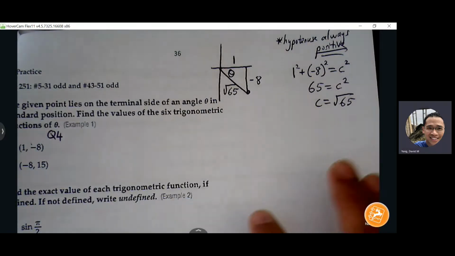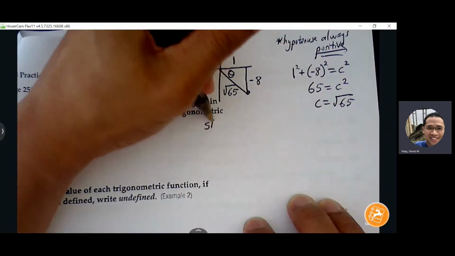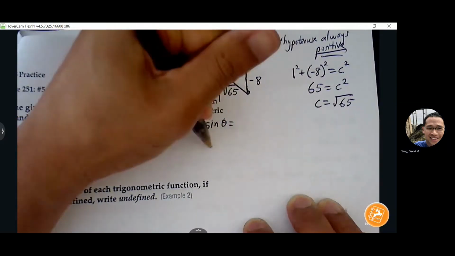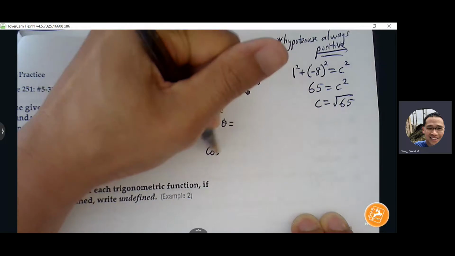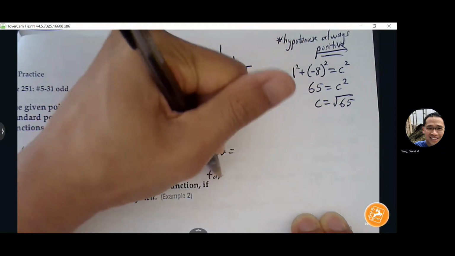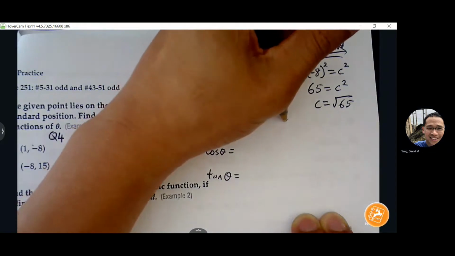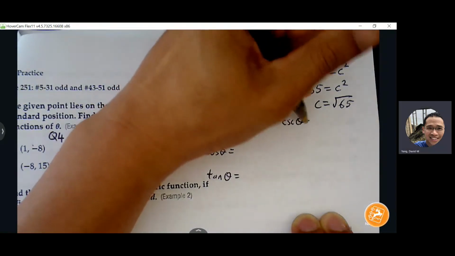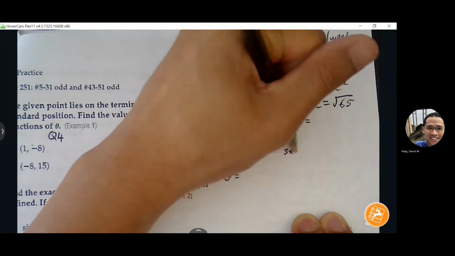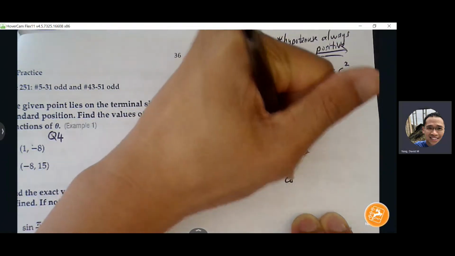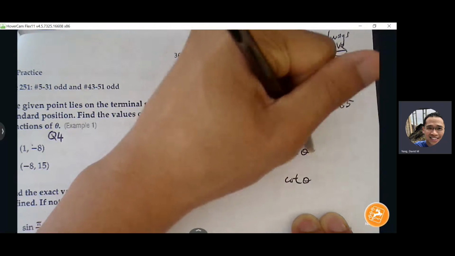We'll use plenty of space for number 5. So we want to find sine of theta, cosine of theta, tangent of theta. Give some space. Secant, cosecant, and cotangent.